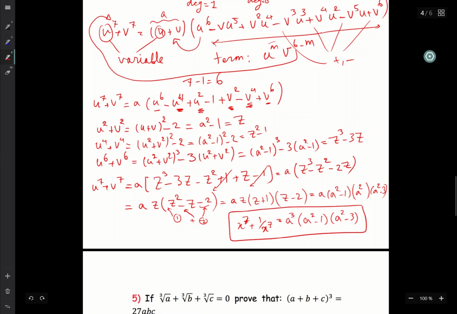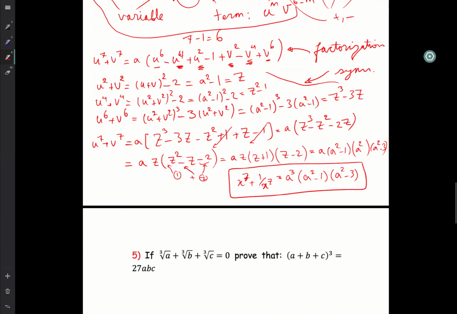So basically we did a polynomial factorization, right? And then we used our knowledge of the symmetric expression to calculate the final value.